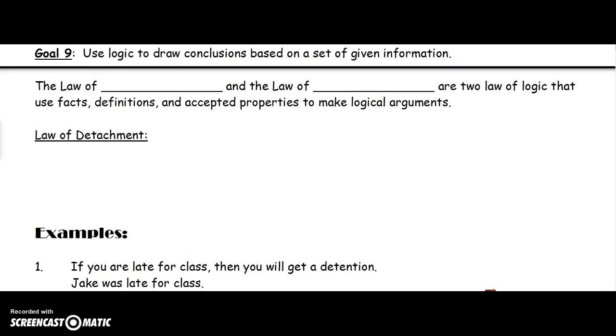Hi there. So today what we're going to talk about is the law of detachment and the law of syllogism. Basically, you use logic to draw conclusions based on a set of given information. The law of detachment and the law of syllogism are two laws of logic that use facts, definitions, and accepted properties to make logical arguments.